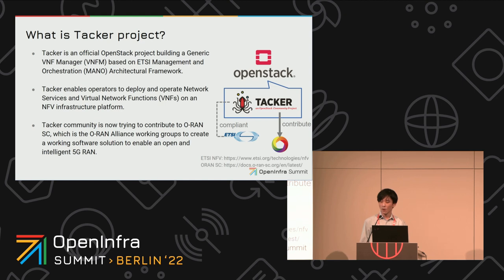Tacker is an official OpenStack project that builds a generic VNF manager based on ETSI management and orchestration architectural framework. ETSI NFV is a standard working group for realizing network function virtualizations. Tacker is compliant with the ETSI standard interfaces, and it enables operators to deploy and operate network services and virtual network functions on an NFV infrastructure platform. In addition, Tacker community is now trying to contribute to O-RAN SC. O-RAN SC is an O-RAN Alliance working group to create a working software solution to enable an open and intelligent 5G radio area network.